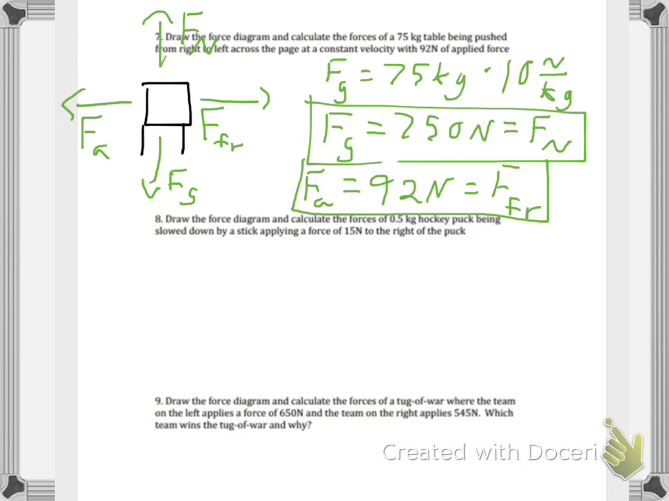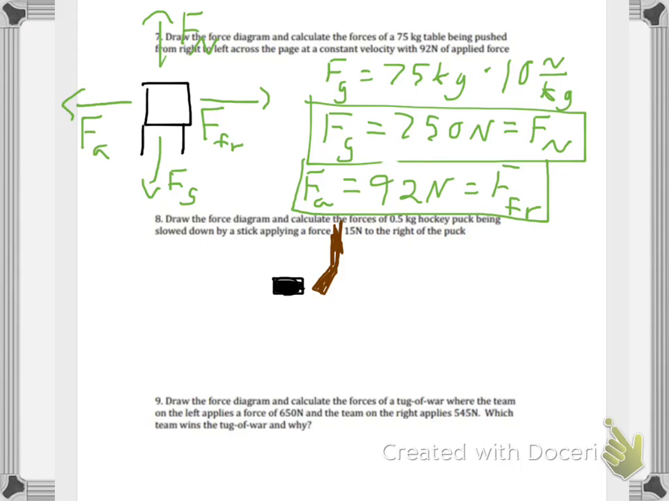Now we move on to number 8. Draw the force diagram, calculate the forces of a half-kilogram hockey puck being slowed down by a stick by applying 15 newtons of force to the right of the puck. So we can start out with a drawing here. We've got ourselves a hockey puck right there, and it is being slowed down by an applied force from a hockey stick. Again, I'm a great artist, so there is the hockey stick.